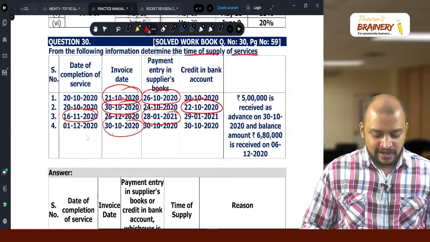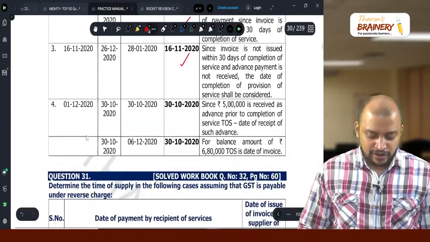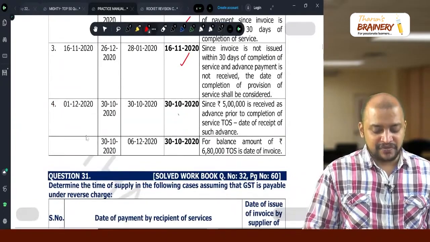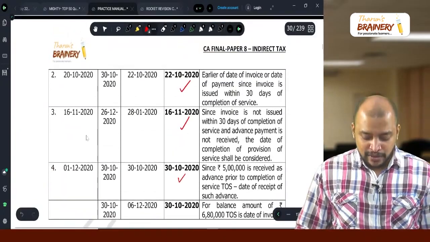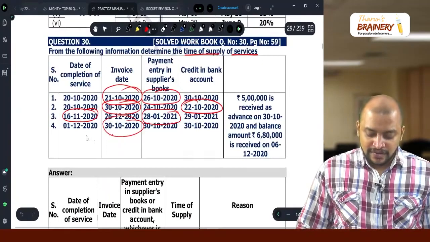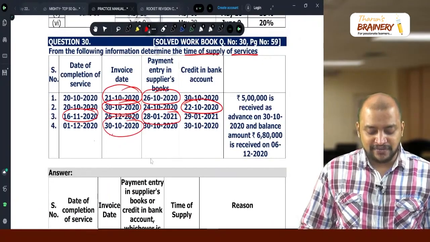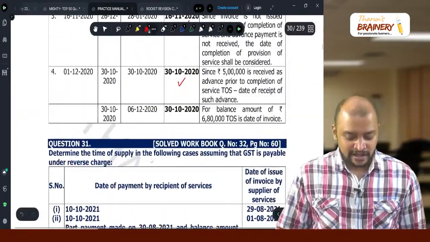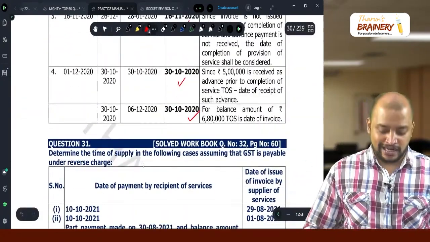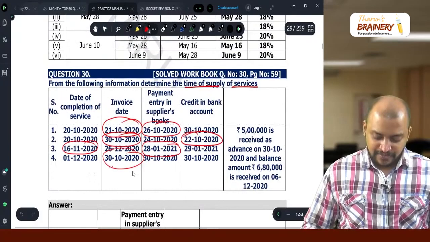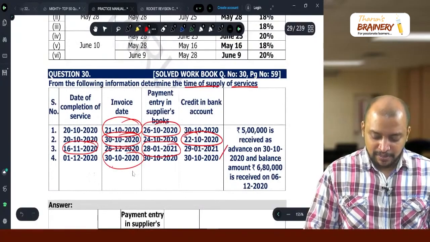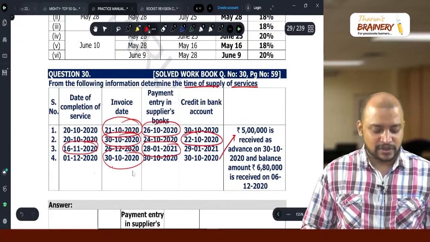What is the payment date? Everything is 3010. So, therefore, 3010 will be taken. This is for the advance. For the balance amount also we need to see. For the balance amount also we will take the same, because it is invoice date or payment date, whichever is earlier, and the invoice date is only earlier. So, therefore, 3010 only will be taken. Actually, this 5 lakhs and all is applicable only in the last case, that last point, the fourth point.